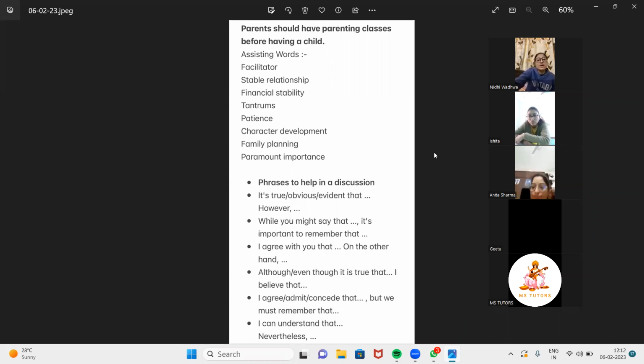Can anyone tell me what is the meaning of nevertheless? You have told us, ma'am. Nevertheless means in spite of or despite of. इसके अलावा, in spite of this or despite. Okay.